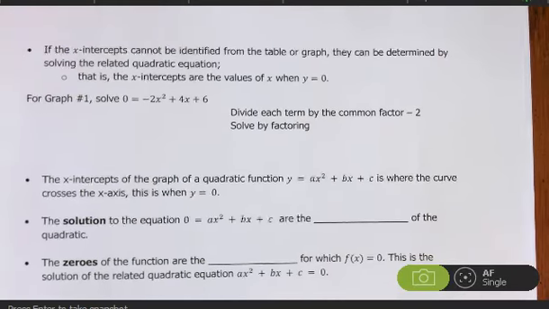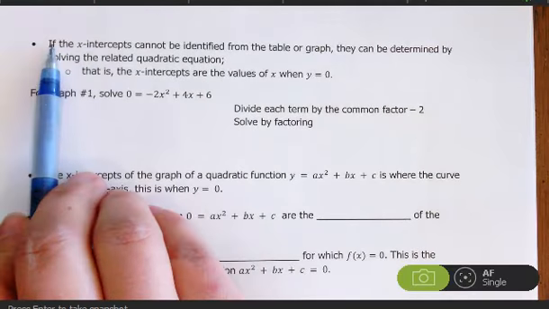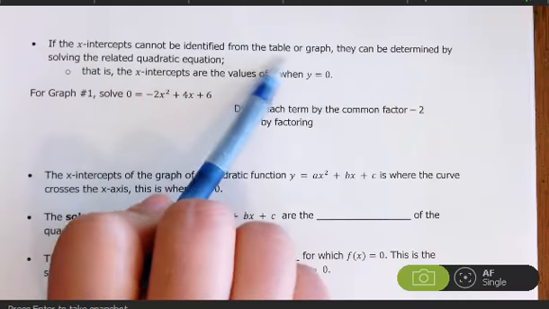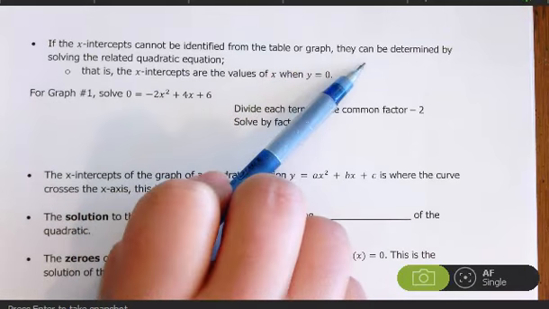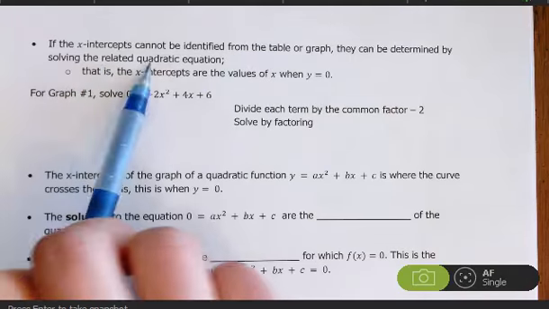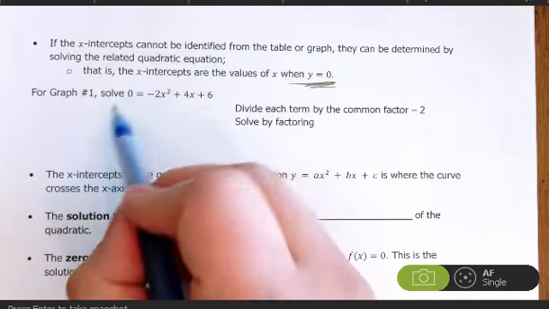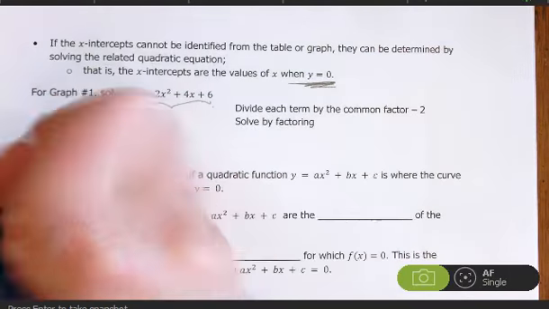Okay, so if we look at this in terms of an equation, if the x-intercepts can't be identified from the graph or the table. So if we aren't given a nice graph like we were given, we can solve the related quadratic equation. So we set y equal to 0, and we solve this right here. So how do we solve this? Well, you need to factor it.